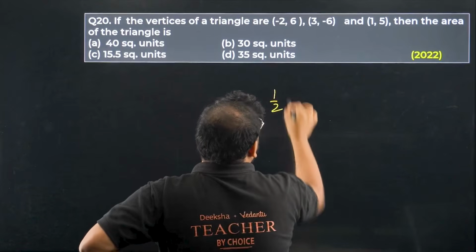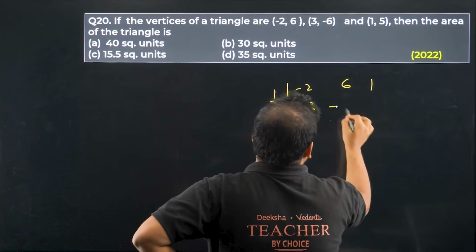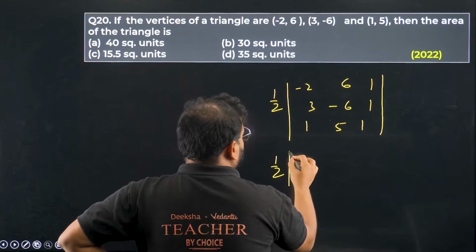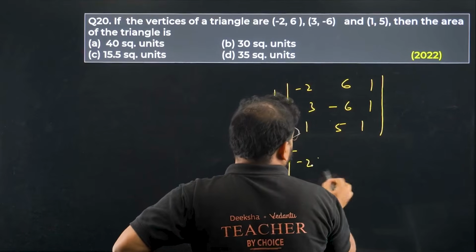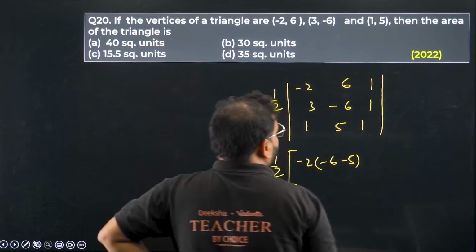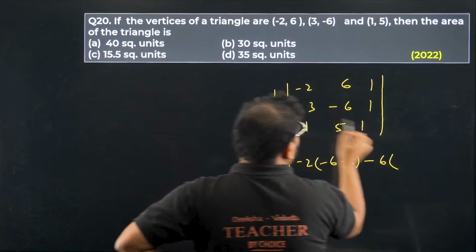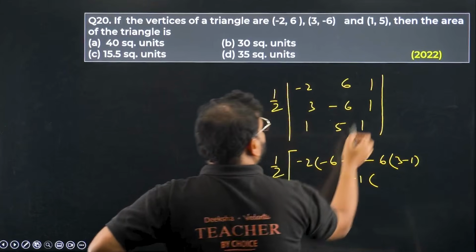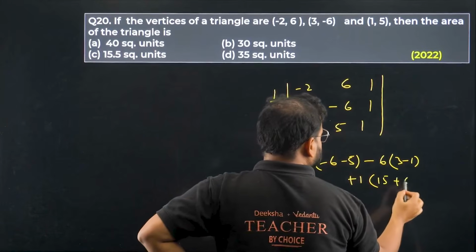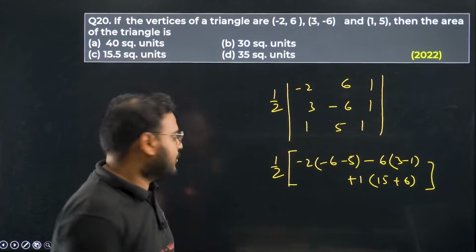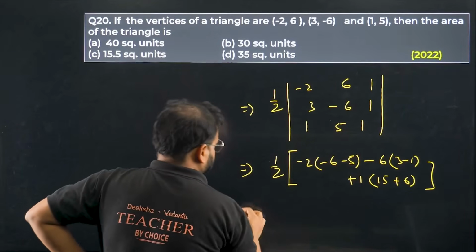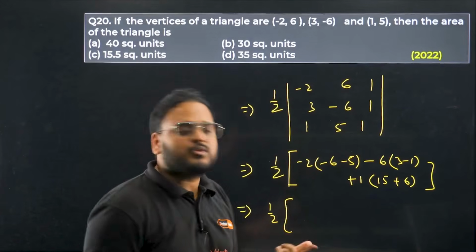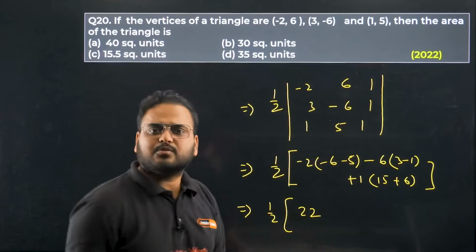Vertices are given: 1 by 2 times the determinant with rows minus 2, 6, 1; 3, minus 6, 1; 1, 5, and 1. Expand across minus 2. What am I getting? Minus 6 and minus 5. Expand across this term. So minus 6 will have 3 minus 1. Across plus 1, what do we have? 15 plus 6. Have a look. So we have over here 1 by 2, minus 11 into minus 2 becomes simply 22. Minus into minus is plus.